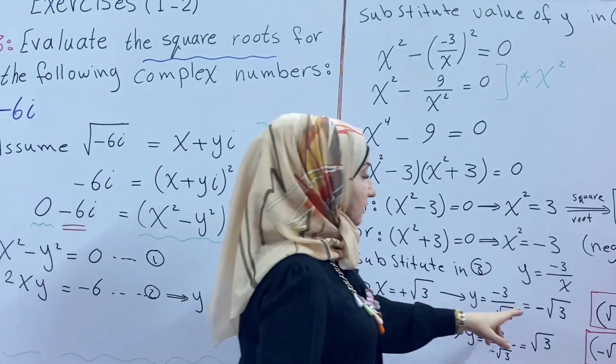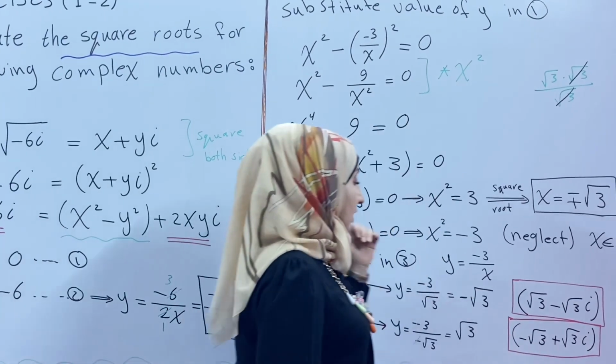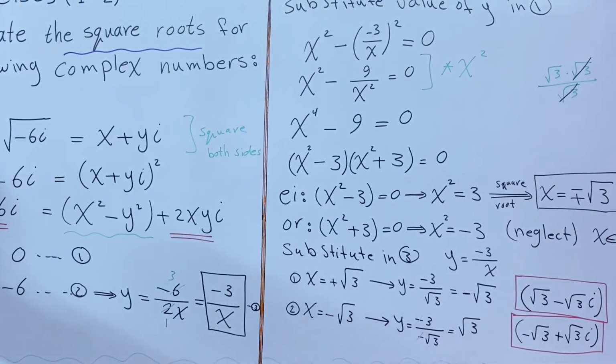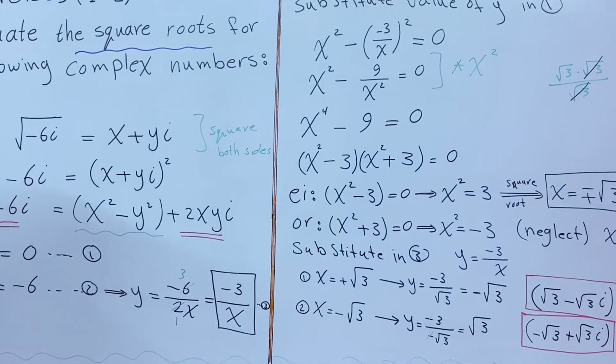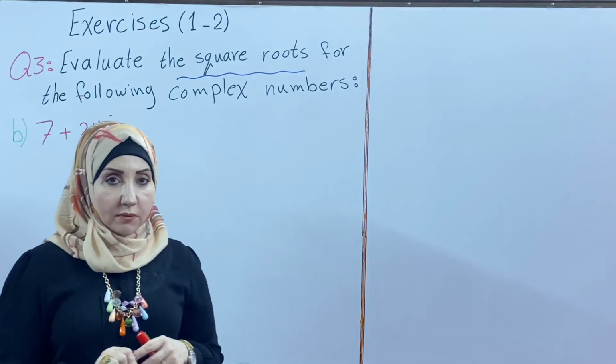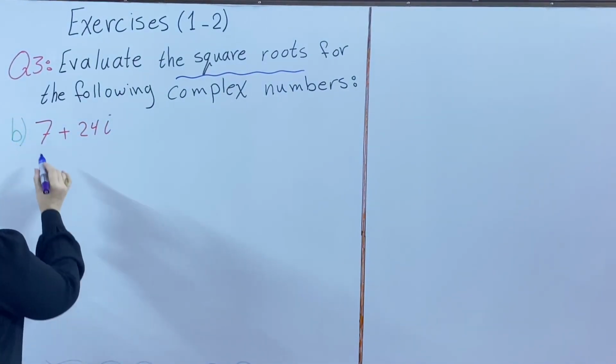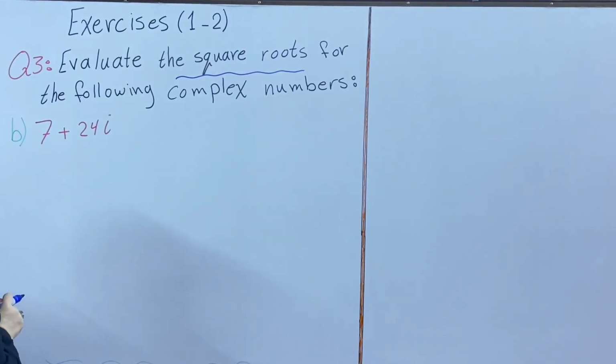So we find the two square roots for the complex number negative 6i. And now we will solve section B from question 3. We have the complex number 7 plus 24i. Also we will use the 3 steps.